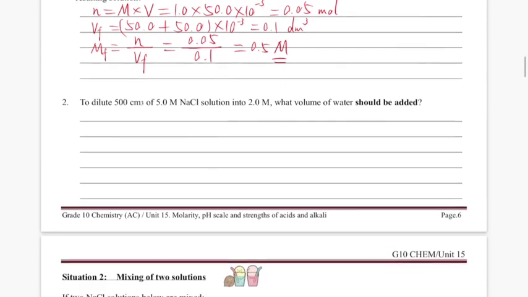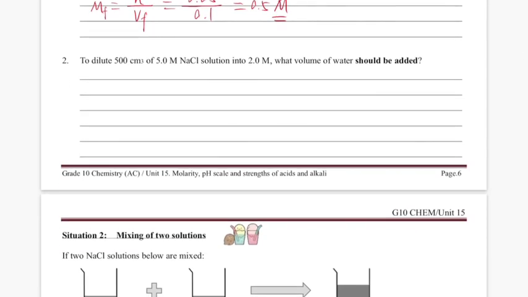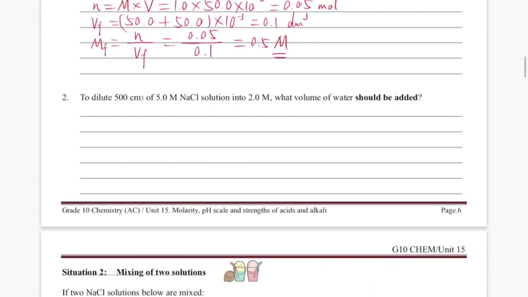And then question 2. Here, we want to dilute 500 cm cube of 5 molar sodium chloride solution into 2 molar. What volume of water should be added? Again, highlight the information. At the beginning, we have 500 cm cube of 5 molar sodium chloride solution. In the end, we want to change it into 2 molar.